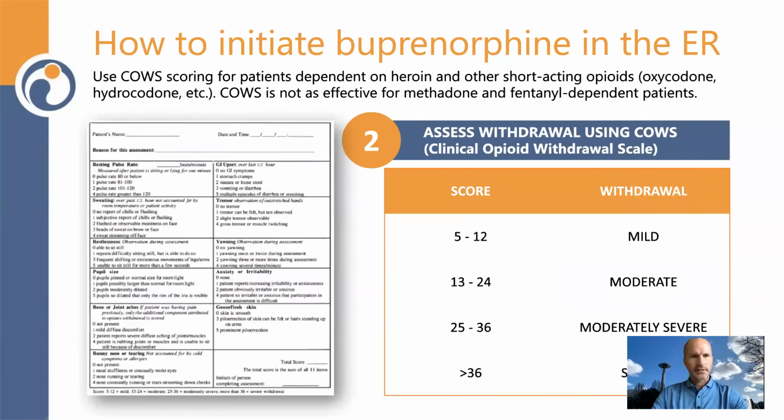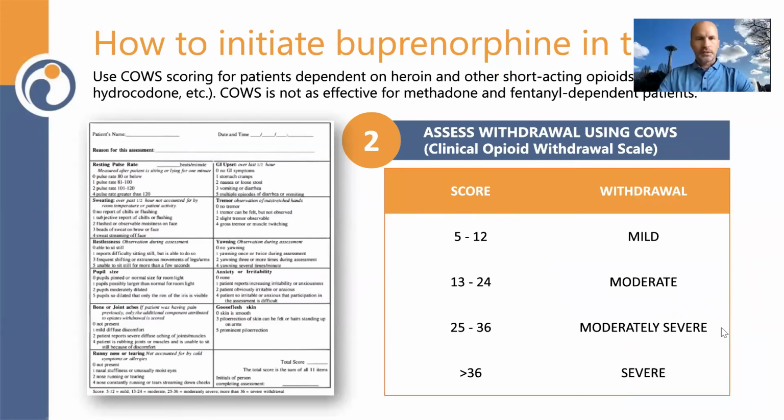All right, thanks, Dan. Next slide. All right, so once we've identified the types of opioids the patient has been using and the last time of use, the next step is to assess the level of withdrawal the patient is in.